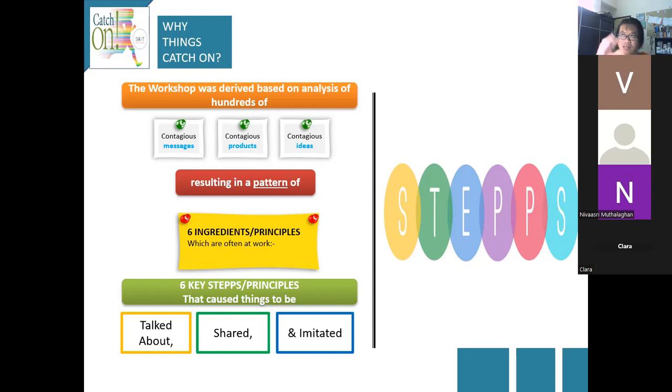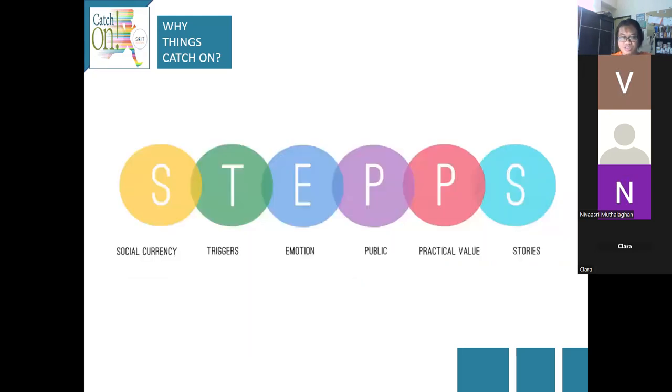Meaning to say, when you look at something viral, you will notice either one or a combination of the 6 principles. We call these principles STEPPS. S stands for social currency, T stands for trigger, then emotion, public, practical value, and stories. So once you understand what each of these 6 things is all about, you look at something that is going viral, or has gone viral, or continuously goes viral, you will notice that it has elements of at least one or a combination of these six things.